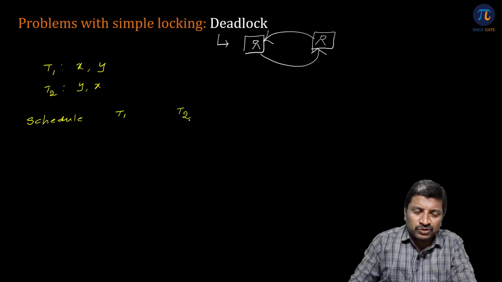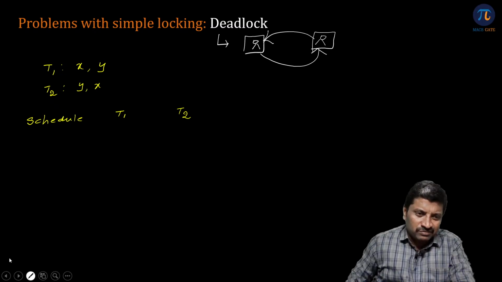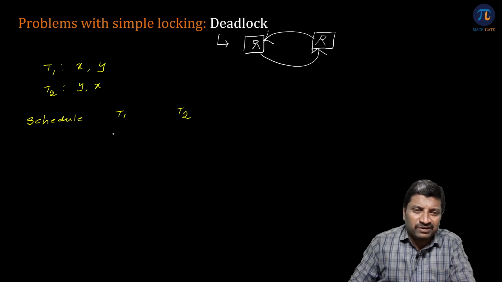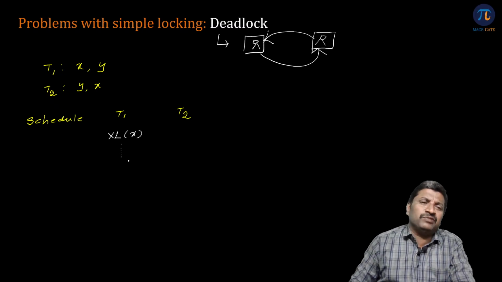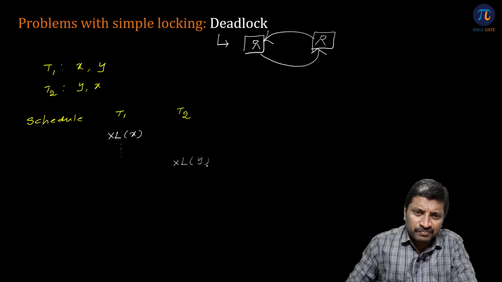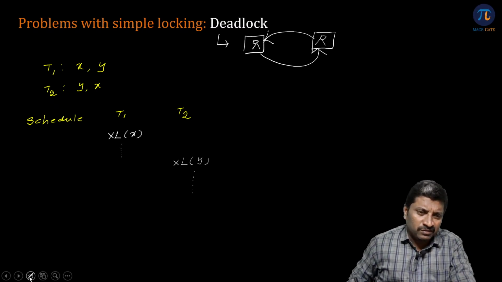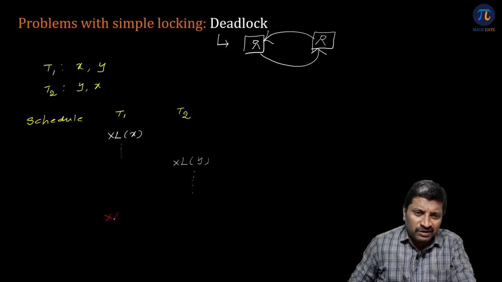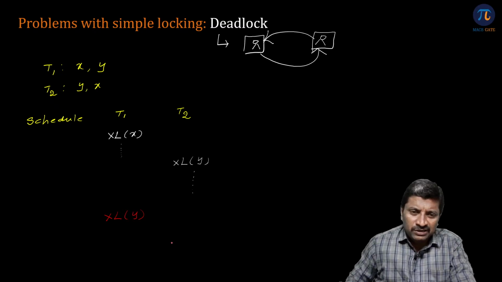T1, T2. Look at this, sir. First, transaction 1 requests a lock for x, so it requests an exclusive lock for x. And it is working. It has not released anything, sir. Now, since y is free, T2 requested a lock on y. He is also working. Now, look at this, sir. T1 needs a lock for y, but it was already held by T2. Similarly, T2 needs a lock for x.